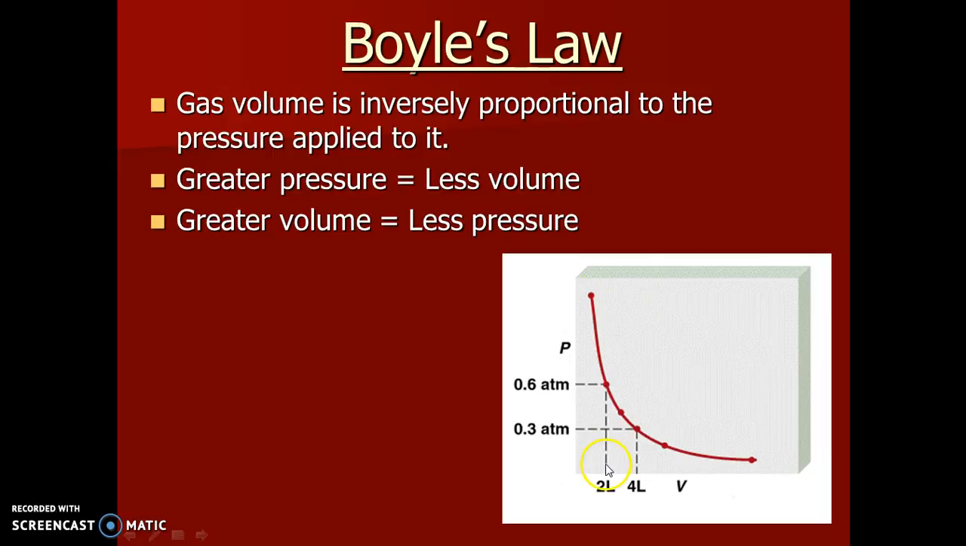And you can see here, this is just a graph. This is actually a PV diagram, and we'll look at them more in depth when we talk about thermodynamics, because they're used to quantify and look at the amount of work that a gas might do. So you see here initially, if we have a pressure of 0.6 atmospheres, the volume of the gas is 2 liters. But if we decrease the pressure to 0.3 atmospheres, the volume increases to 4 liters.